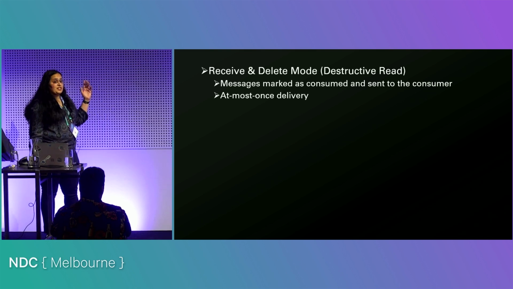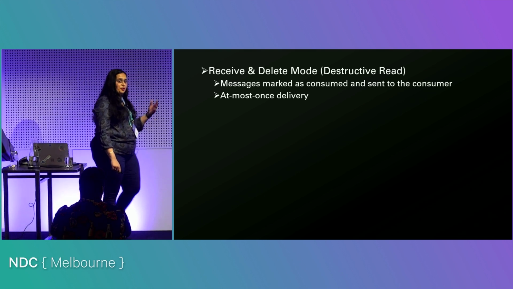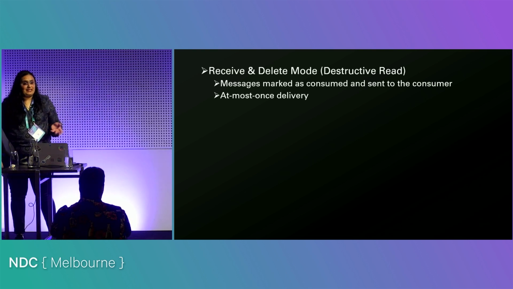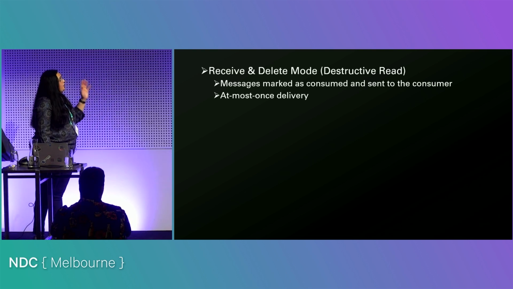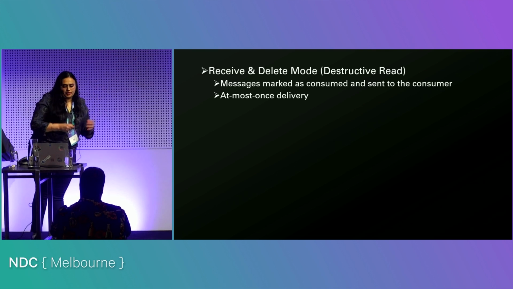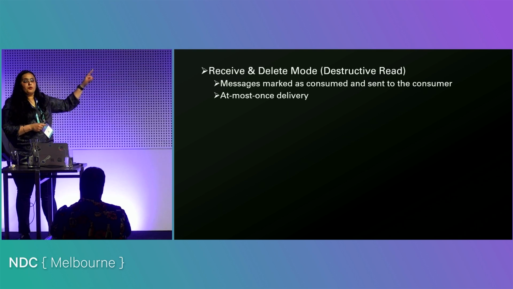The first one is the destructive read. So use this if you can tolerate message loss. This is called the receive and delete mode because here your messages are marked as consumed and then sent to the consumer. So if your consumer restarts or crashes while processing, the message is lost from the queue. So here we have at most once delivery. So that is a third delivery guarantee.